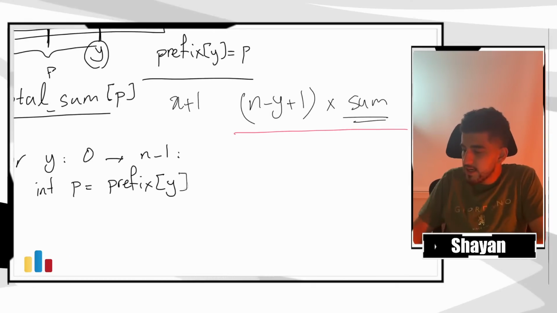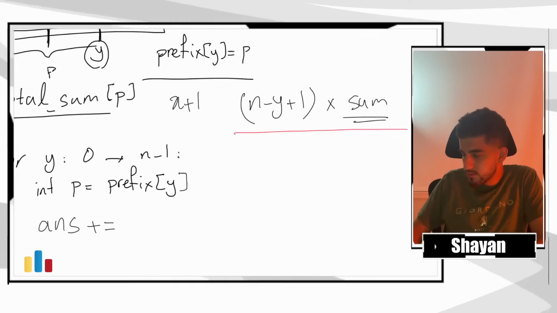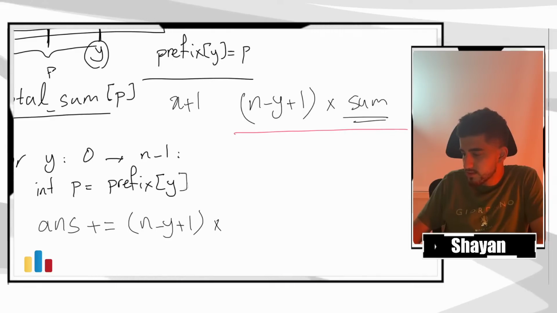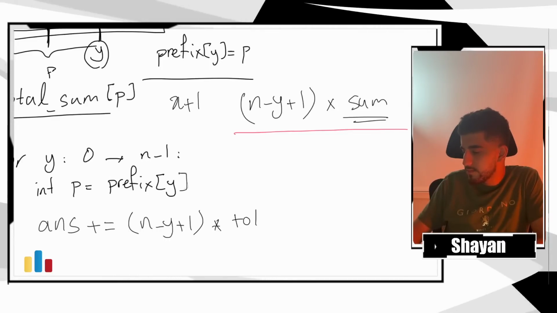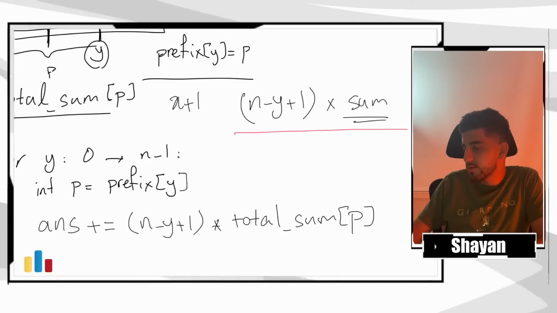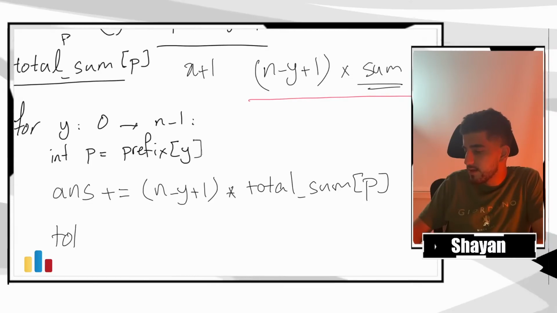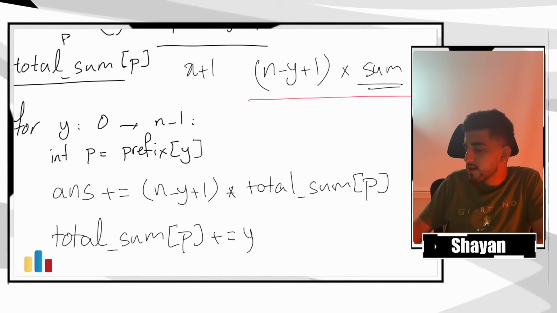So I can just say that instead of what I have here, n's plus equal to n minus y plus 1 times the total sum of p, what I have stored, the sum of indices plus 1 for that p, and then I will update total sum of p. Because y itself has this prefix sum of p, I should add y plus 1 to it.